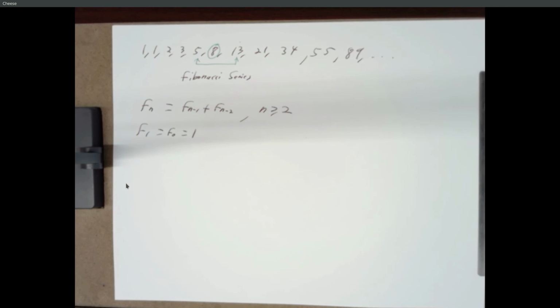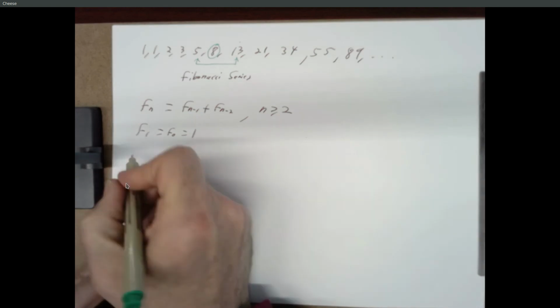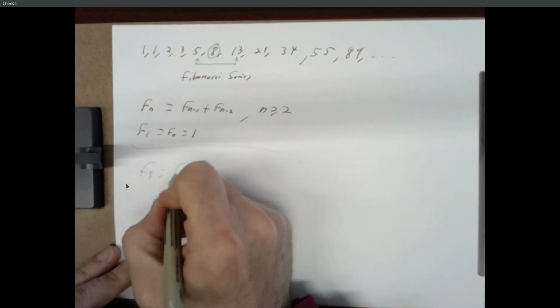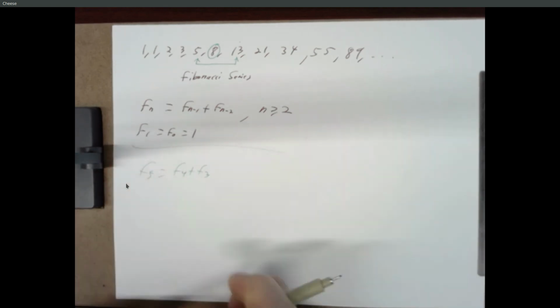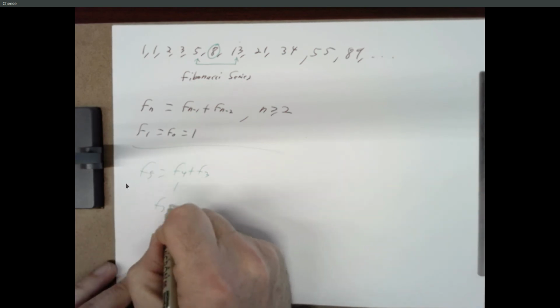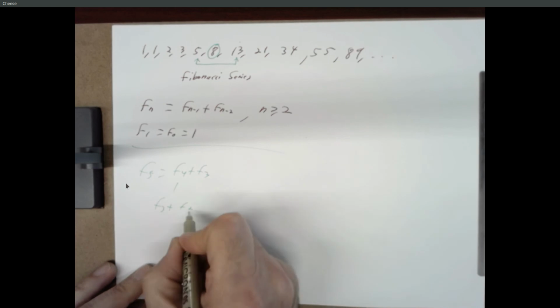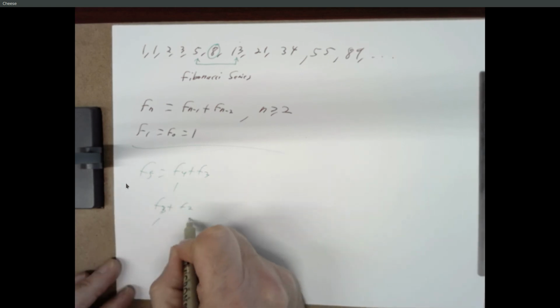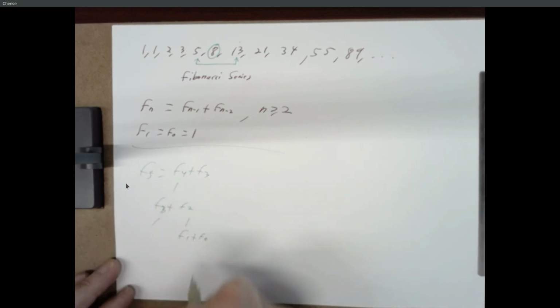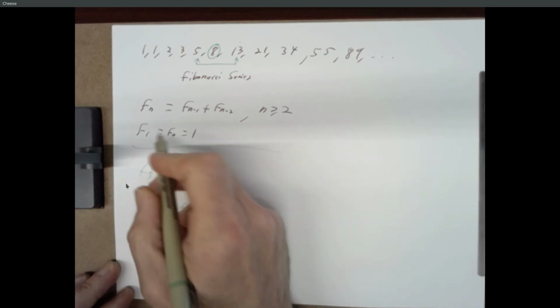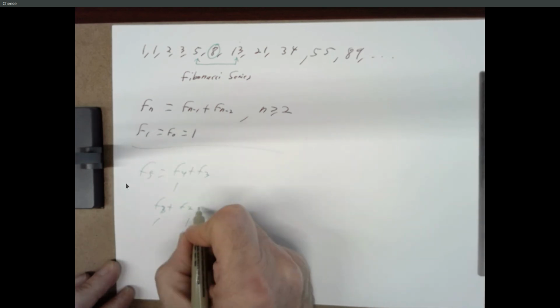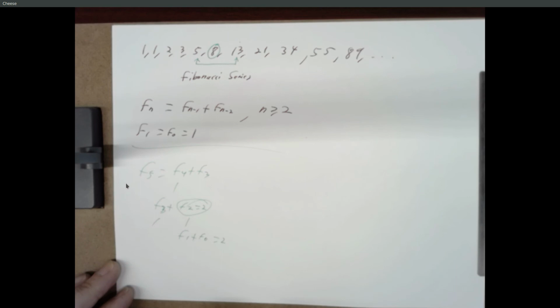But it's not always a convenient way to calculate this. If we want to know what F5 is, this will tell us what F5 is. Well, it's just F4 plus F3. What's F4? Well, F4 is F3 plus F2. Okay, well, what's F2? Well, F2 is just F1 plus F0. And we know F1 and F0 are 1, so this is 2, so we know F2 is equal to 2.